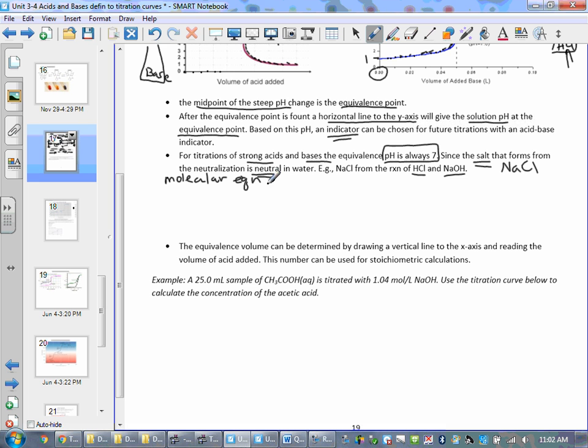So if we react hydrochloric acid and sodium hydroxide, what are our two products? Water and NaCl. Awesome. So now we're going to work towards writing a net ionic equation.